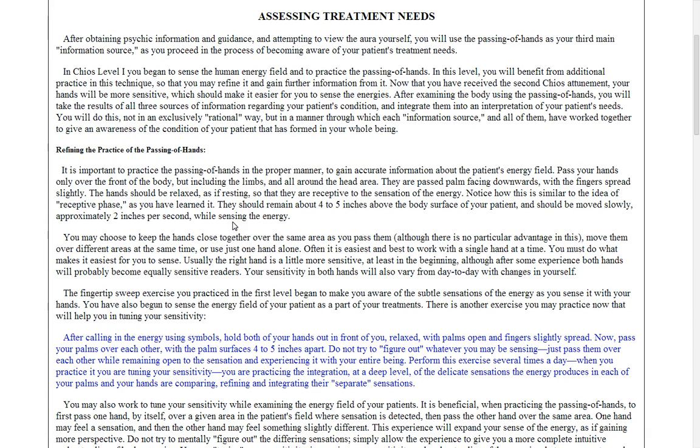They should remain about 4 to 5 inches above the body surface of your patient and should be moved slowly, approximately 2 inches per second, while sensing the energy. So pardon me, 2 inches per second, not 2 inches per minute. Too slow. You may choose to keep the hands close together over the same area as you pass them, although there is no particular advantage in this. Move them over different areas at the same time, or use just one hand alone. Often it is easiest and best to work with a single hand at a time.